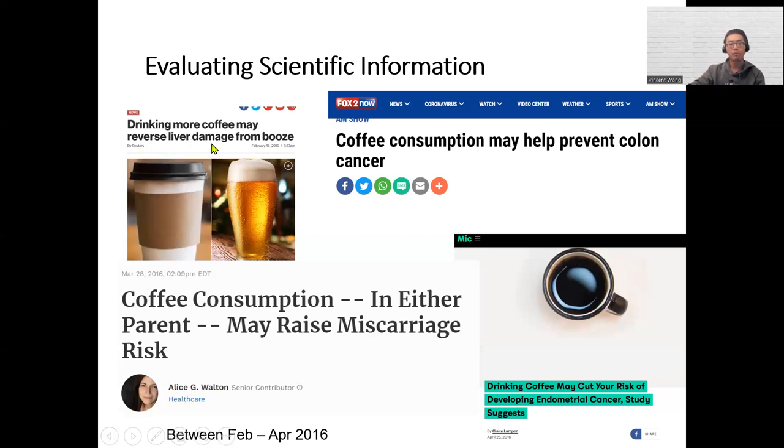Drinking more coffee might reverse liver damage from booze. Okay, so that's like, oh, maybe drinking coffee is good if you happen to drink a lot of alcohol as well. And then here, coffee consumption may help prevent colon cancer. So that's another good thing. And then here, coffee consumption in either parent, male dad or mom, may raise miscarriage risk. And then here, drinking coffee may cut your risk of developing endometrial cancer, study suggests.